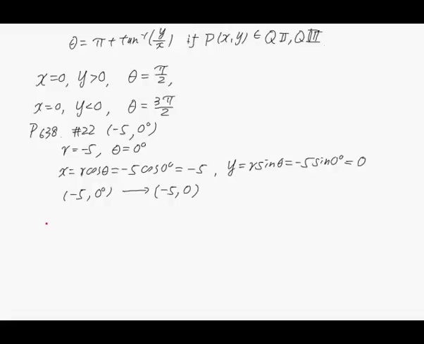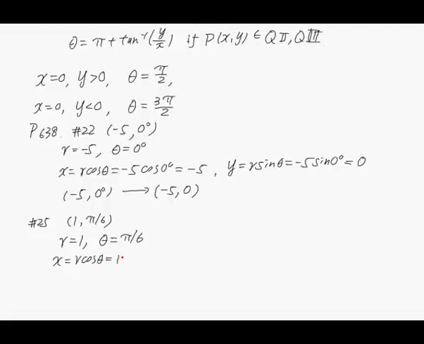Now let's look at another example, 25. And this time we have 1 and pi over 6. So r in this problem is equal to 1, and theta is equal to pi over 6. So we need to find the x and y coordinates of this point. So by the formula, x is equal to r times cosine theta.